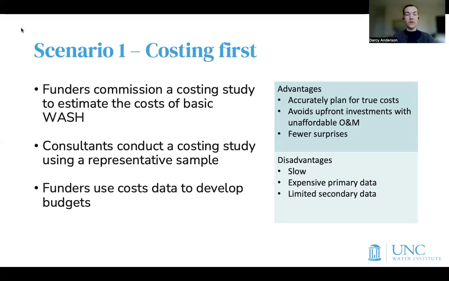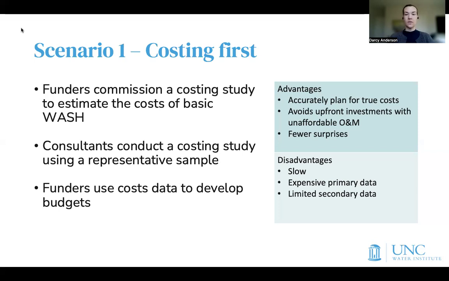So I'll talk through a few scenarios, and you'll see some of these in the case studies today. But we can do costing and budgeting in different orders. So doing costing first, you can imagine a scenario where a funder may commission a costing study to estimate the costs of achieving a basic WASH service. Consultants are hired to do that costing study using some sort of representative sample of healthcare facilities. And then funders use those cost data to develop budgets.